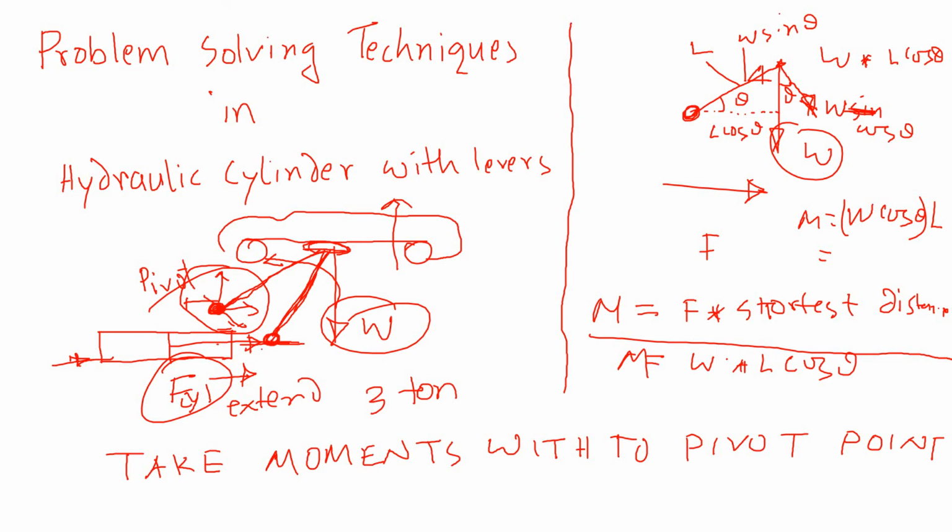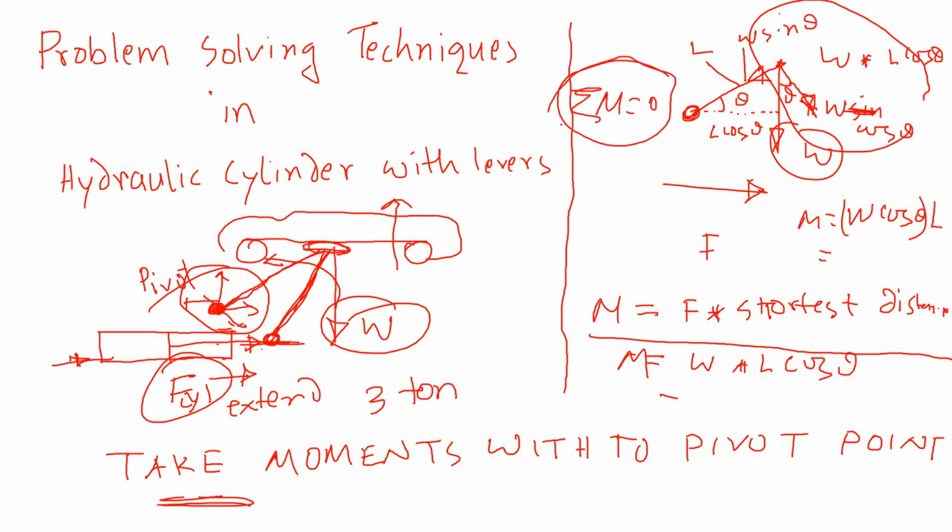So to summarize, to work with a cylinder problem, you take the moments with respect to the pivot point, and then either you resolve the forces or you just find the shortest distance, and then the summation of all moments sums to 0, and you're done.